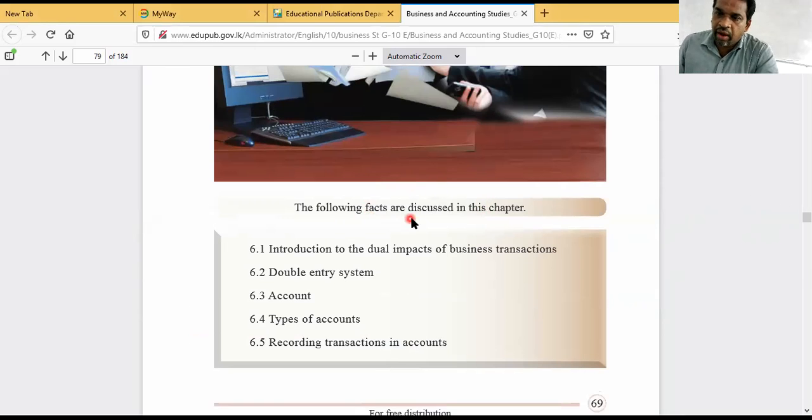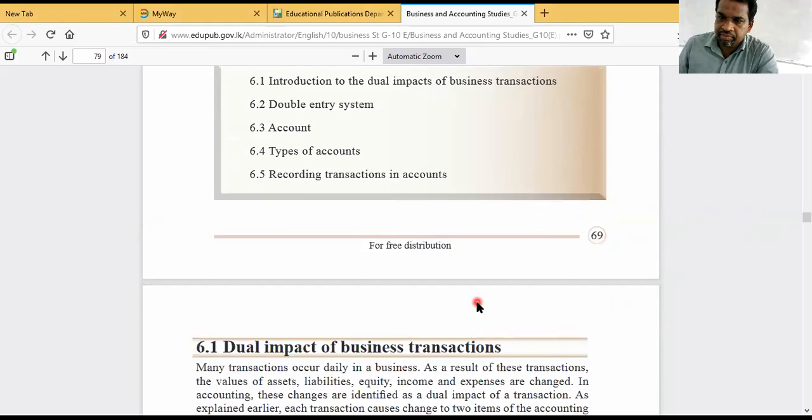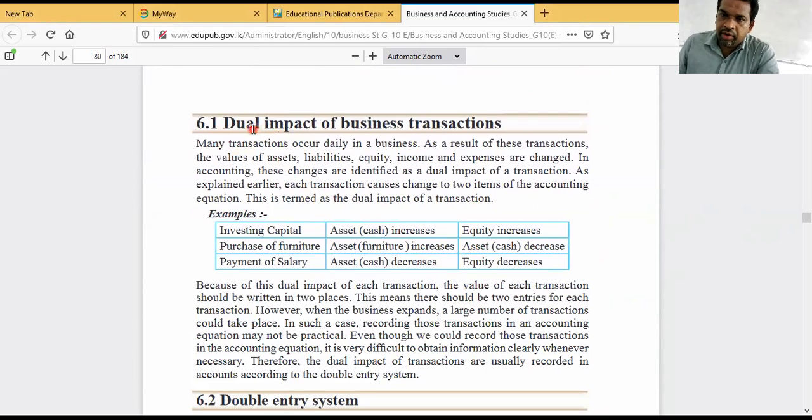In this lesson, we are going to understand the introduction to the dual impacts of business transactions, double entry system, account, types of accounts, recording transactions in accounts. Dual impact of business transaction. Here, if we take any business transaction, we have got two effects in two places. That is the meaning of dual impact. Any business transaction has two effects.